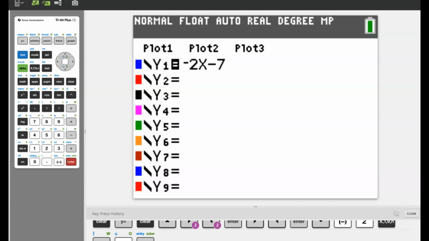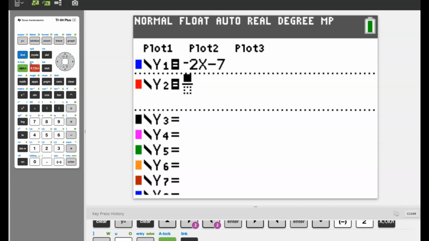equation, y2. I want to type this in as a fraction just so I have the grouping right. So I did alpha x, and then I can type negative 5x plus 7 in the numerator, arrow down, and put 7 in the denominator.